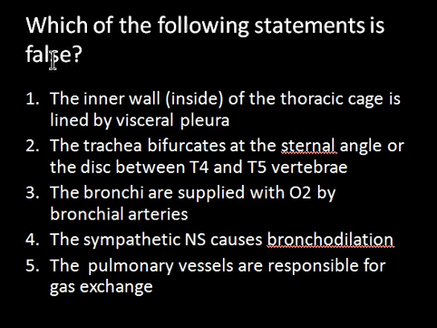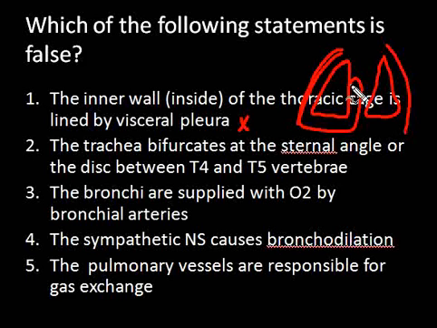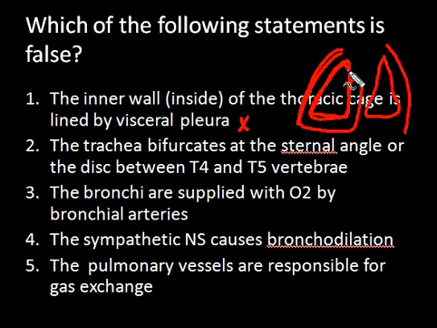Now let's look at the last question, which again asks you to identify the incorrect statement. And let's look at the first one, which says the inner wall, or the inside of the thoracic cage, is lined by visceral pleura. Now that is false, because if you look at the thoracic cage, so let's say that's the thoracic cage up there, and these are the lungs on either side, and the pleura, so we have the pleura coming this way, and then it becomes visceral, and that way. So this is the thoracic cage, and this is the inside of the thoracic cage.